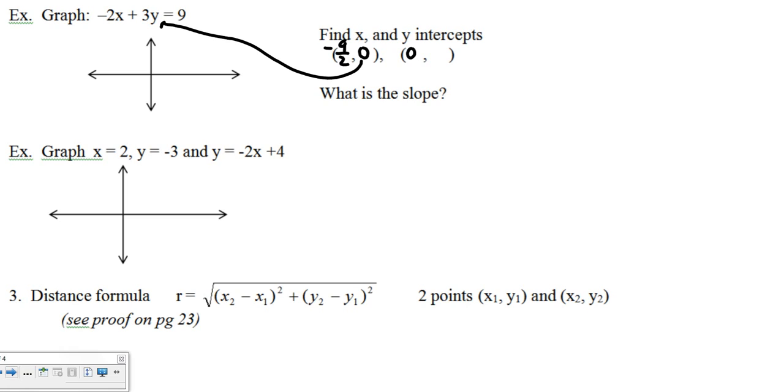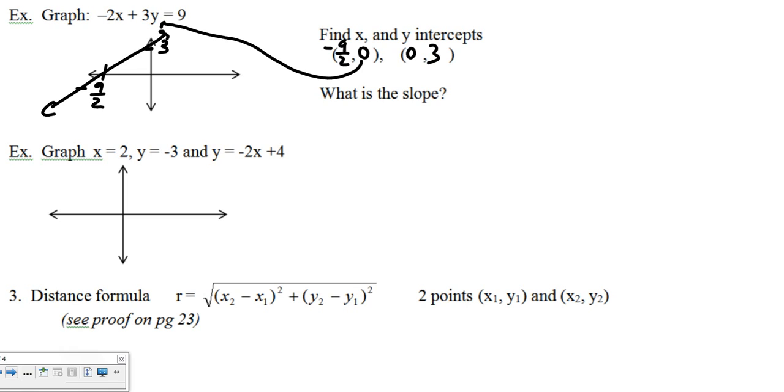0 in for x now means that 3y equals 9. You can divide both sides by 3, and you're going to see that y is equal to 3. You have your 2 points at this point. Plot the 2 points. I'm not making any dashes other than the negative 9 halves and 0, 3. I have these 2 points. Connect the intercepts, and you're done with graphing that line.